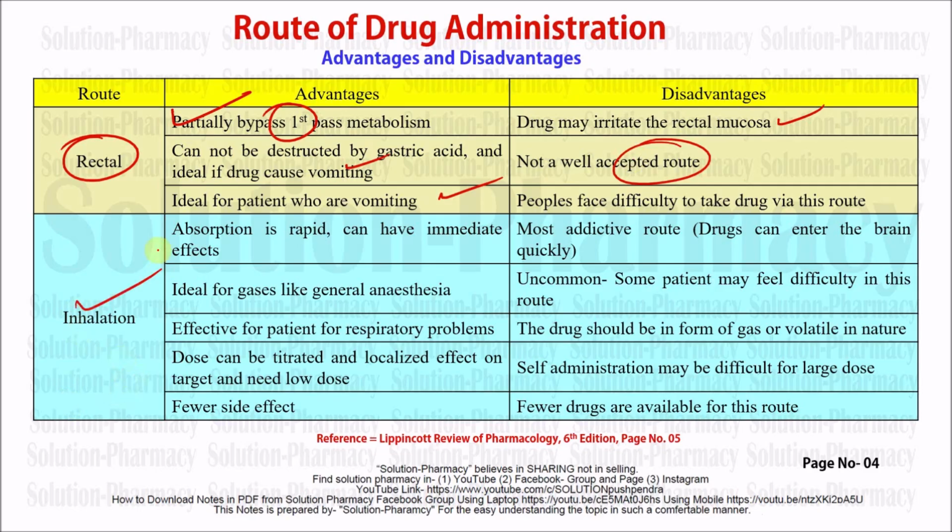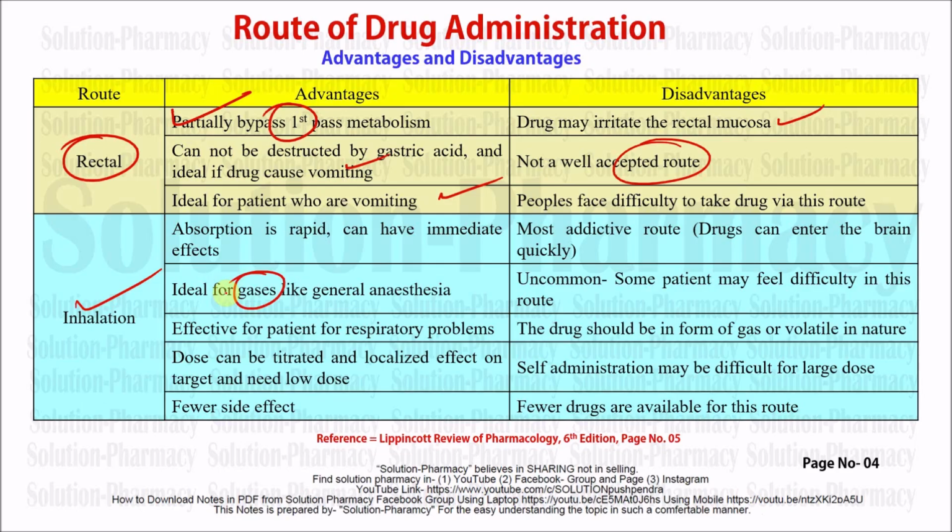Next route of drug administration is inhalation. This is a fast acting route of drug administration. There are so many advantages of this route. These are: absorption is rapid. The absorption will be faster because the drug will directly reach the systemic circulation via the transfer of gases form, so that will give immediate effect. Next one, ideal for gases like general anesthetics. This route of drug administration is limited to gases only, like general anesthetics, chloroform, etc.